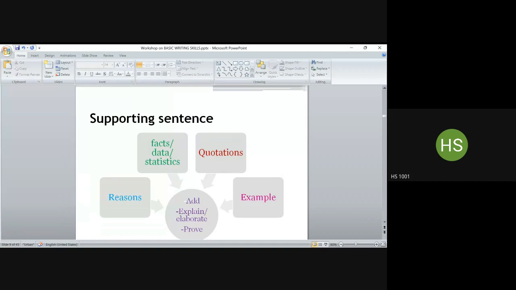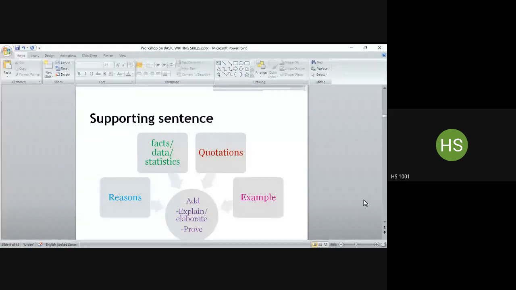Okay. All right. So what do the supporting sentences do? The major task is to do the following: add, explain, elaborate, or prove. There is a claim that is being made in the topic sentence, and this claim is argued or elaborated. It's explained, it's proved, or more details are added to it. So the supporting sentences would either be adding to the claim, elaborating the claim, or proving the claim. This is the function of supporting sentences.